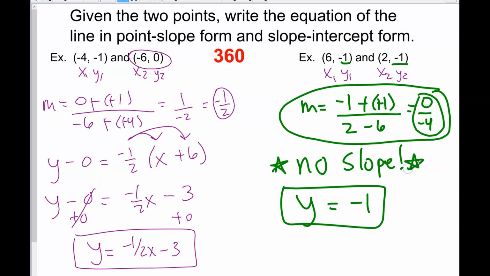No slope means there's no vertical change over horizontal change. And so that's when it's an example where y equals something. In this case, you'll notice both your y values are at negative 1, and that's the case for every point on this graph. It would be a horizontal line across where y equals negative 1.